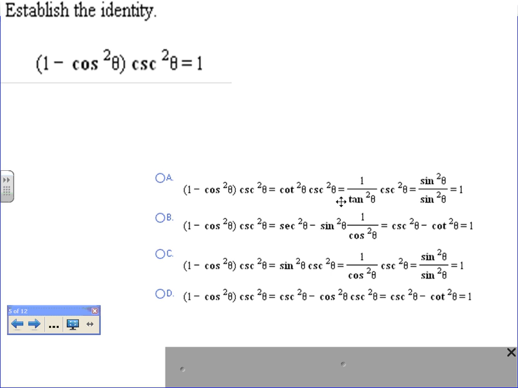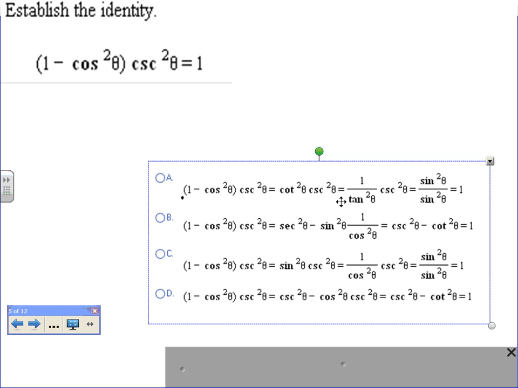So now what I'm going to do is try to figure out what they're doing in the first step. Now I'll actually be able to eliminate a couple of choices from looking at what they're doing on the first step. So let's see if we can make sense out of the first step here. And so that 1 minus cosine squared times secant squared is somehow cotangent squared times cosecant squared. So I really don't see anything that's going that way. Now, I'm not going to rule it out, but let's look at the other ones here.